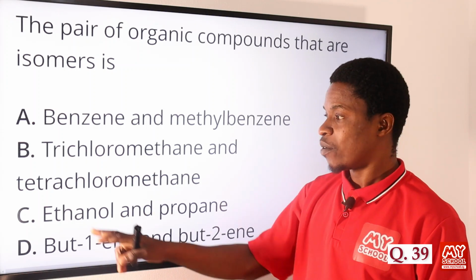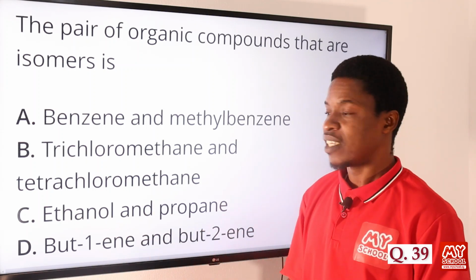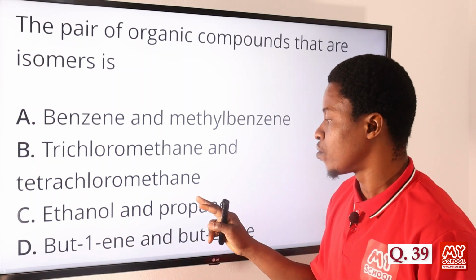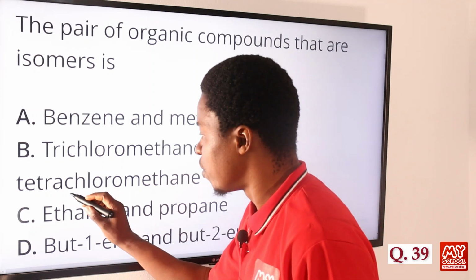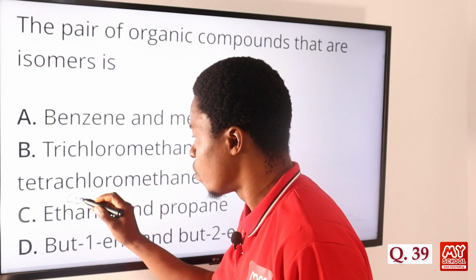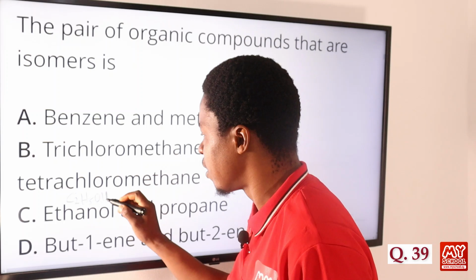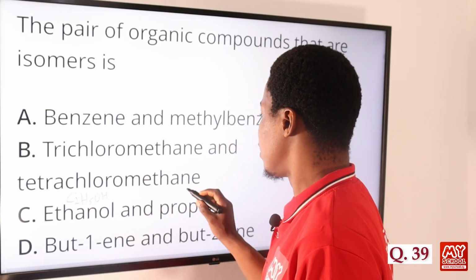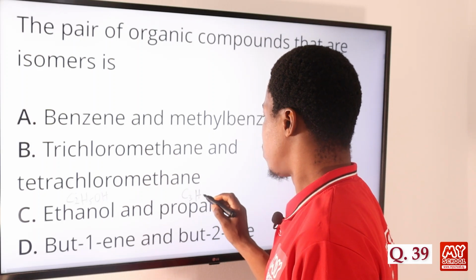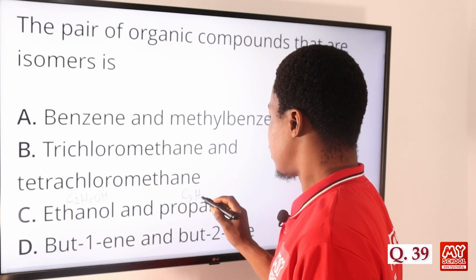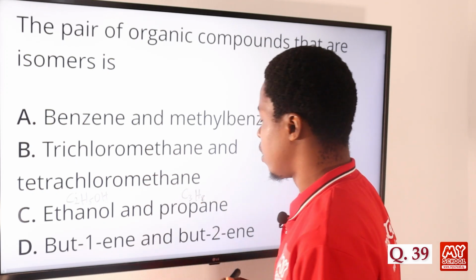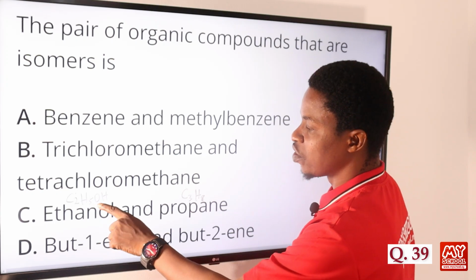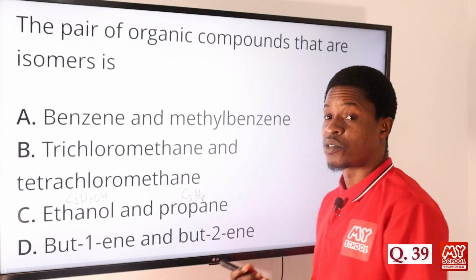Are we together? So for this one we have ethanol and propane. Ethanol is C2H5OH, so in other words, that is C2H6O. Propane is C3H what? That is 6 plus 2, that's 8. So the number of carbon here is 3, number of carbon here is 2, so the number of carbons are not the same, and hydrogen are also not the same, so they are not isomers.